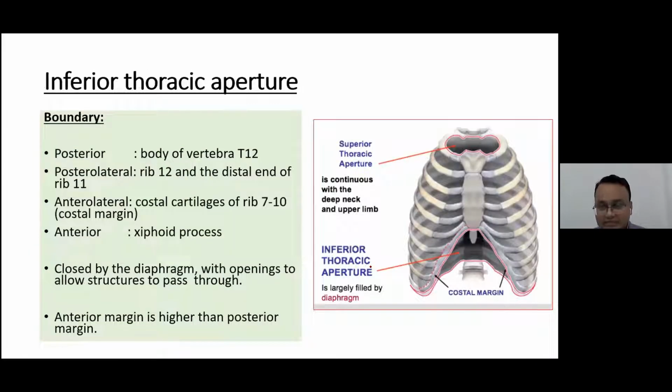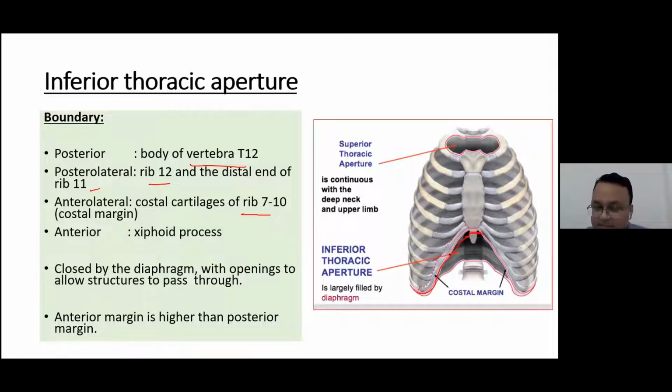How about the inferior thoracic aperture? We mentioned that this is a closed structure. It is being closed by the diaphragm itself. Posteriorly it is bounded by the body of T12. Then we have posterolaterally ribs number 12 and 11, which are the floating ribs, right? Anterolaterally, they are bounded by the costal cartilages of ribs 7 to 10, okay? All this is also known as the costal margin, which is easily palpable, right? And anteriorly, it is bounded by the xiphoid process, okay?